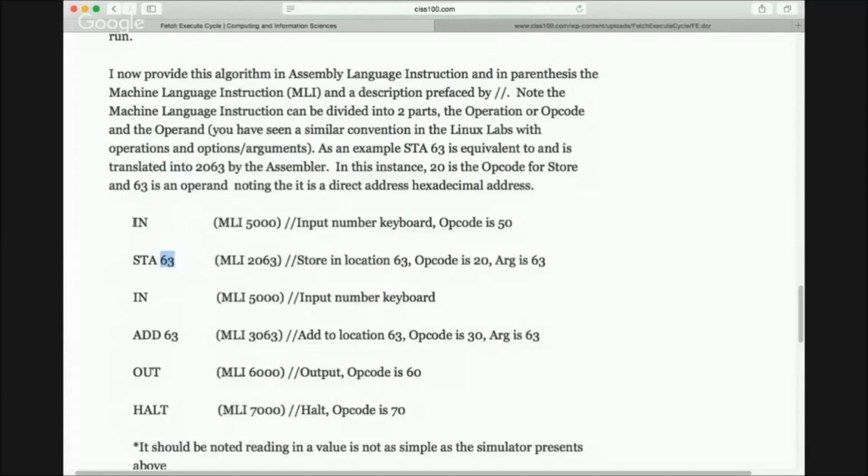So we have our assembly language instruction, what it would actually be translated to by the assembler. So if I were to write this program and assemble it, the resulting machine language executable would be 5,000, 2063, 5,000, 3063, 6,000, 7,000, etc.